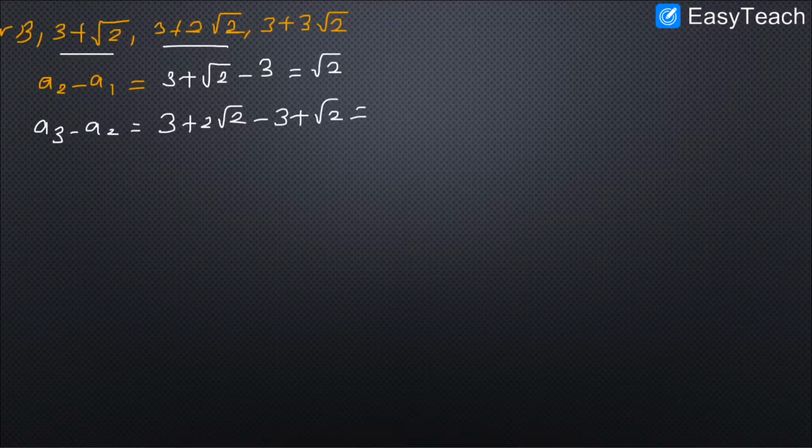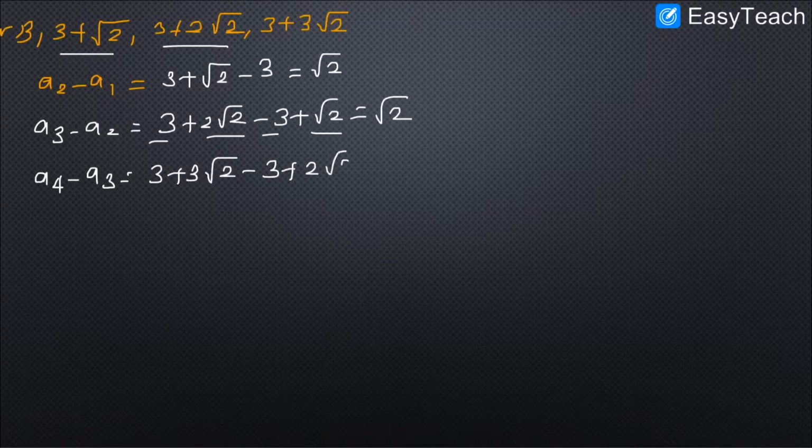equals, how do we subtract here? Actually 3 minus 3 is 0, and 2 root 2 minus 1 root 2 gives me 1 root 2. This is how we subtracted here. So here also root 2. Next step, A4 minus A3, 3 plus 3 root 2 minus 3 plus 2 root 2. Same as here, 3 minus 3 is 0, 3 root 2 minus 2 root 2 gives me 1 root 2, is it? So the differences are all the same.